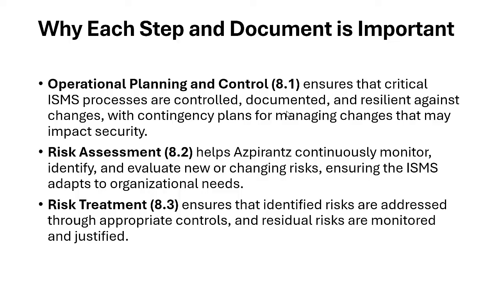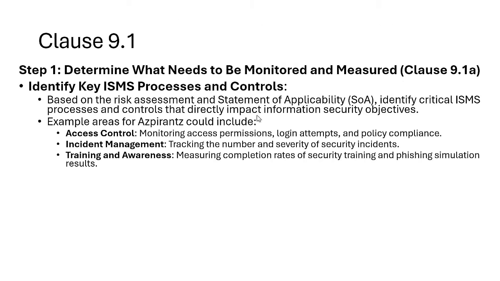So we have to make sure the risk should not go beyond the appetite, beyond the capacity. So we do the monitoring based on that. So that's why we have to document that. Now we are moving to the next, which is called 9.1.